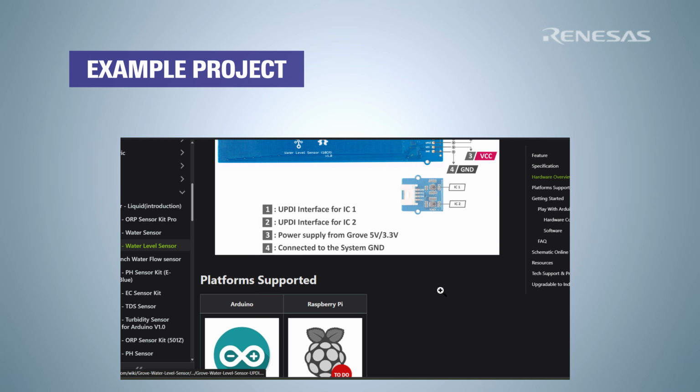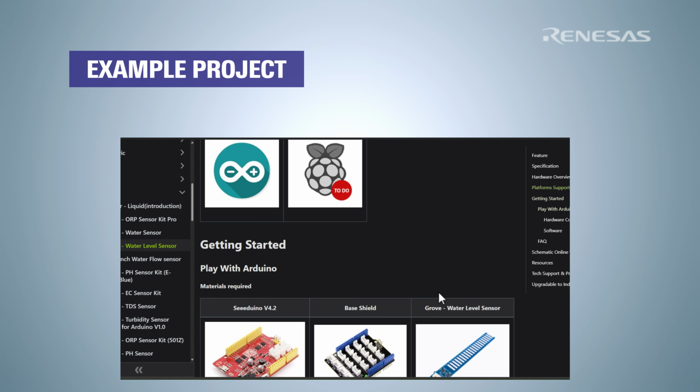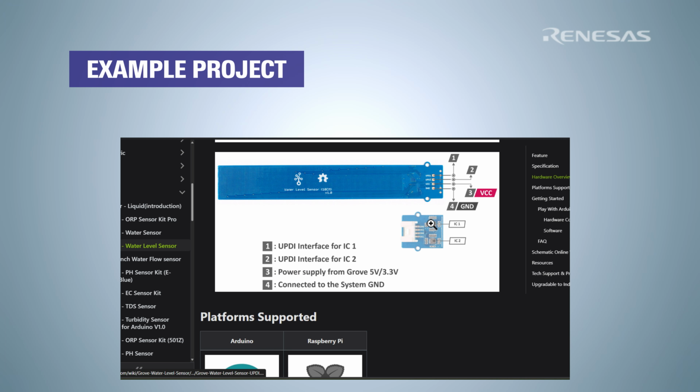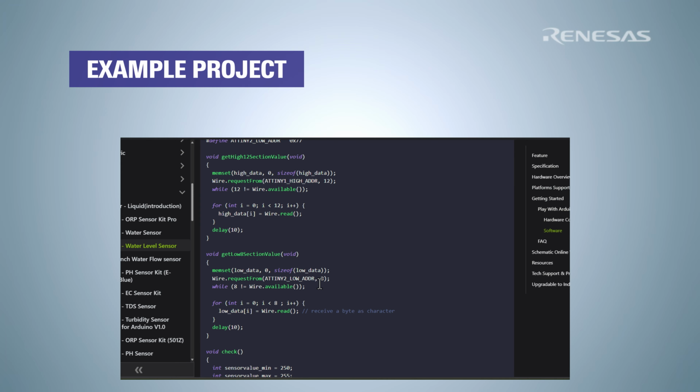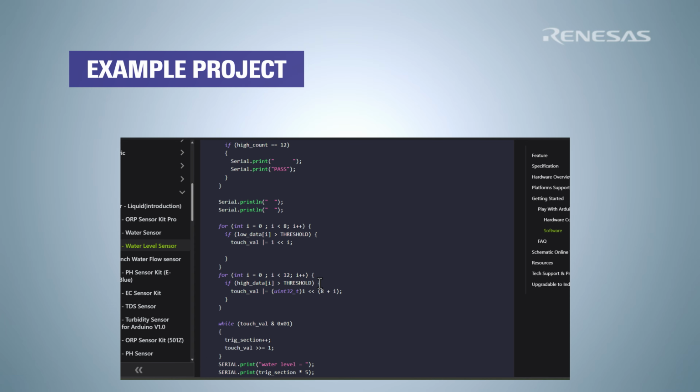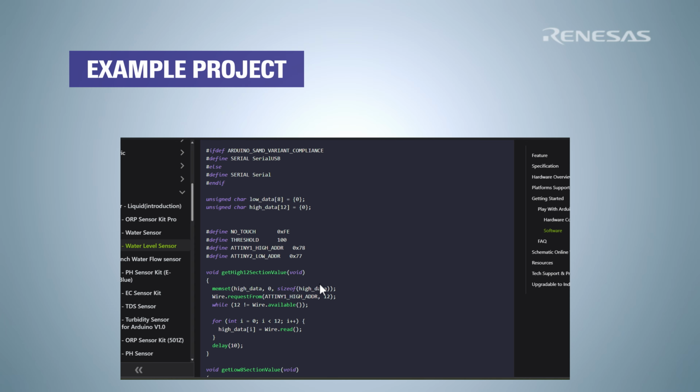This sensor has two I2C slave devices. To read water level, we need to read both slave ATtiny devices. Here they have provided an example for Arduino IDE. In this video, we will recreate this example in e2 studio using FPB-RA0E1 board.